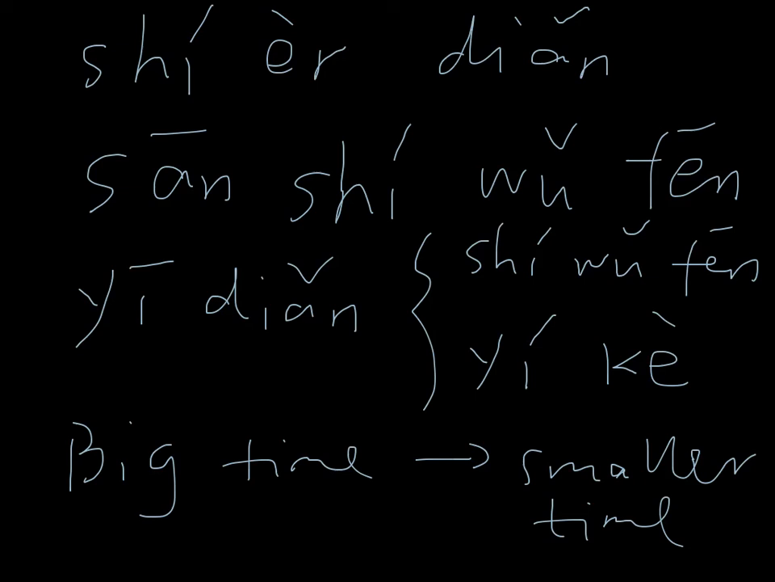Of course, if you want to say 3:30, so 3 o'clock first, 3点, 30 minutes. You can either say 30分 or 半. Simple as that.